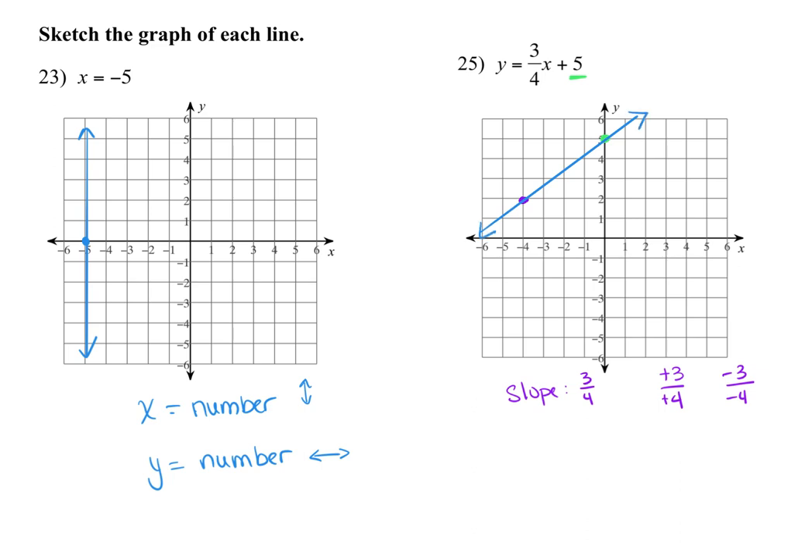Now I can double check. Is it a positive slope? Well, yes, it's a positive slope. You can see that visually. Is it a 3/4 slope? We'll walk from the one point to the next. 1, 2, 3, 1, 2, 3, 4. Yes, it goes up 3 and over 4.